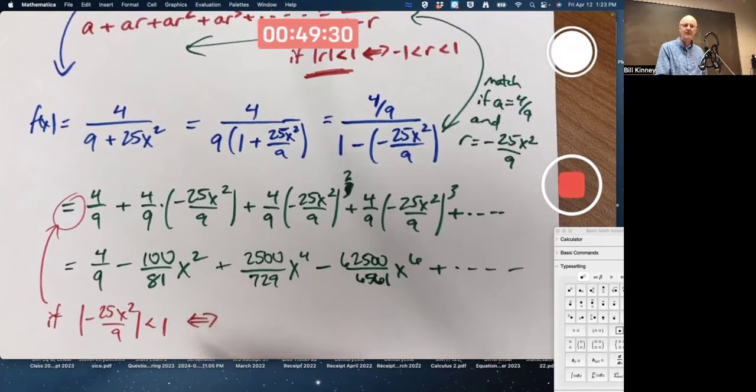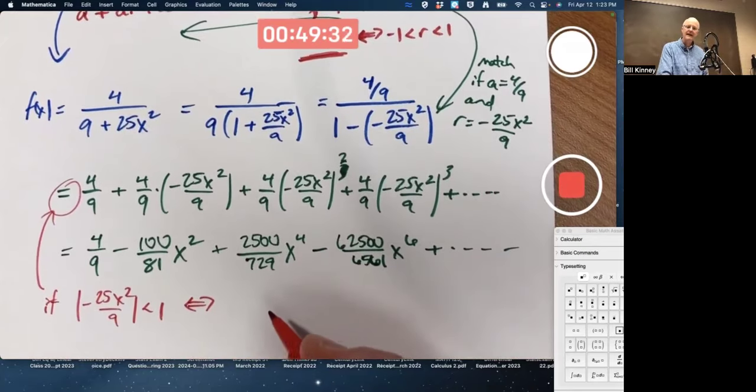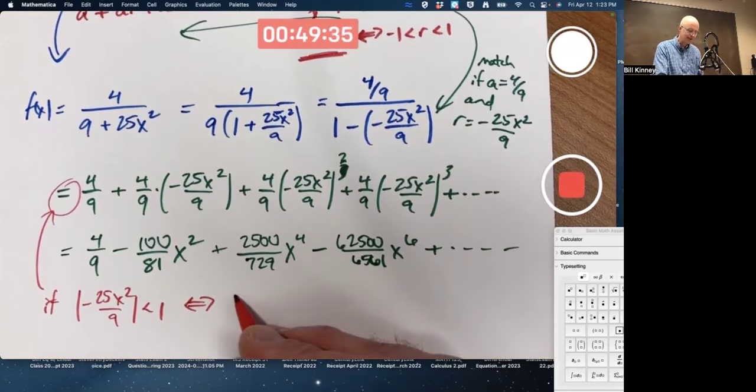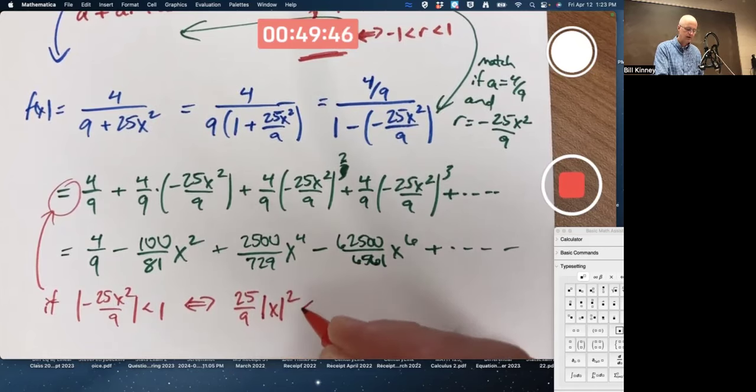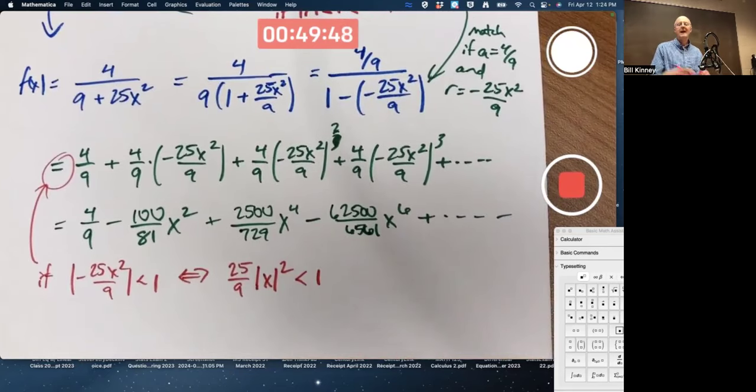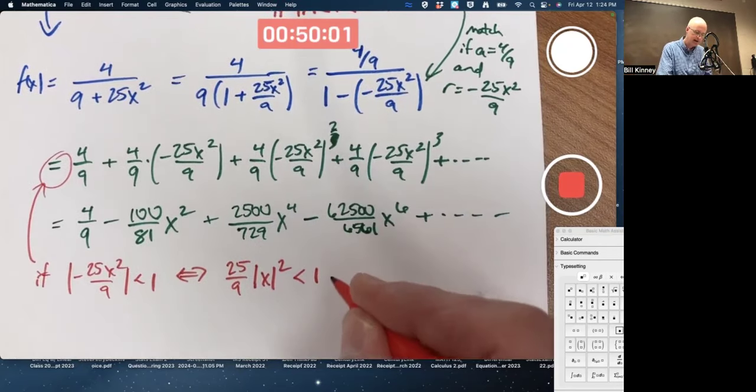Simplify it. You can bring the -25/9 out in front as a positive 25/9 because of the absolute value signs. And then the absolute value of x² is the same as the absolute value of x quantity squared. We actually can get rid of the absolute value signs here because the power of x is even. However, if we had done an example where the power of x was odd, we could not do that. So let's just keep the absolute value signs there.